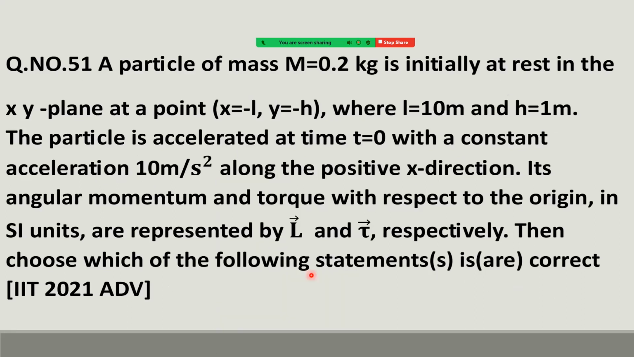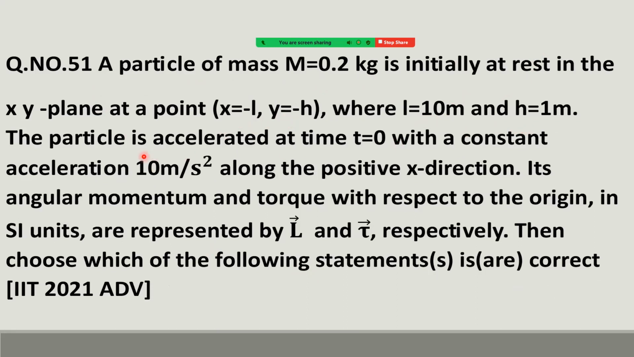Let's see what is given here. A particle of mass 0.2 kg is initially at rest in the xy plane at a point x equal to minus L, y equal to minus h. That means it is in the third quadrant. L is 10 meters and h is 1 meter.